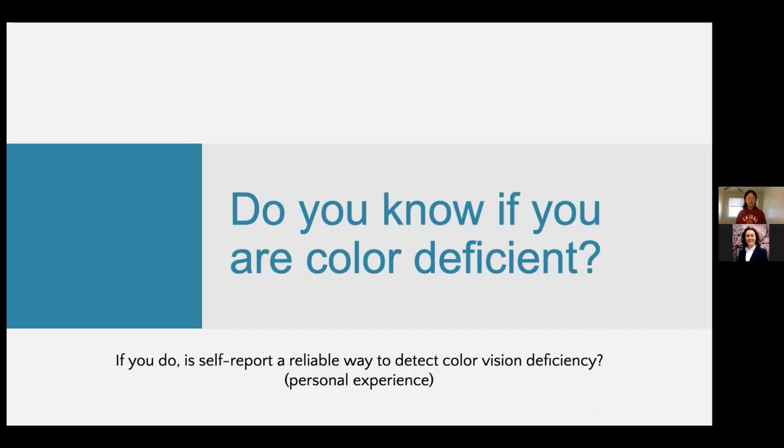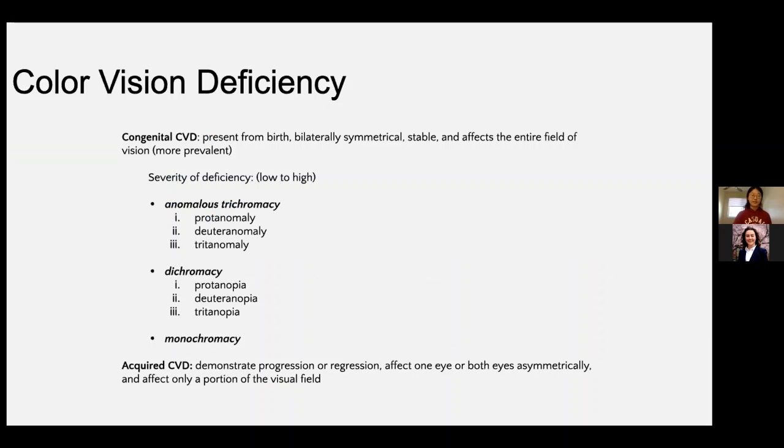The previous experience not only includes stories like the personal ones I just told you, but can also include an official diagnosis by a doctor during a health test, for example, in primary school. This is also included in the personal experience that we're interested in. If people do understand their own conditions regarding CVD, is self-report a reliable way to detect color vision deficiency? Let's introduce CVD first.